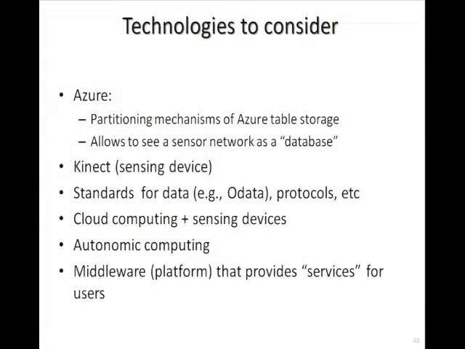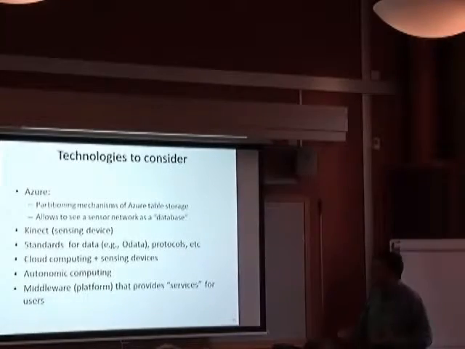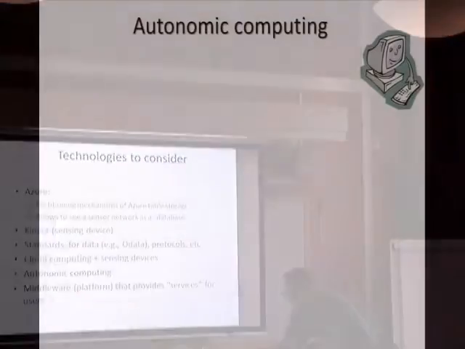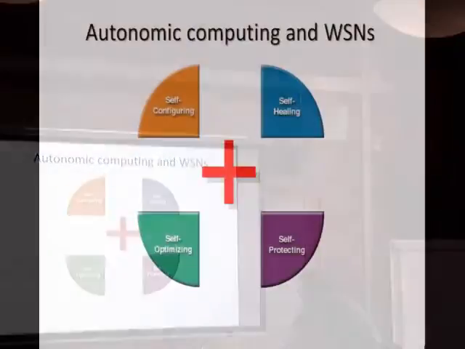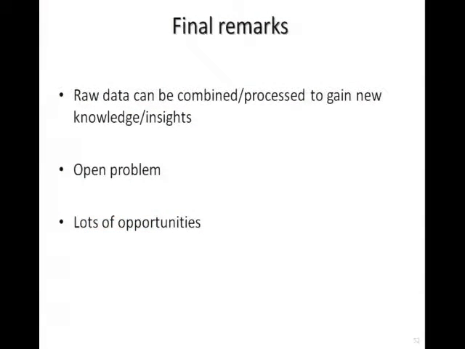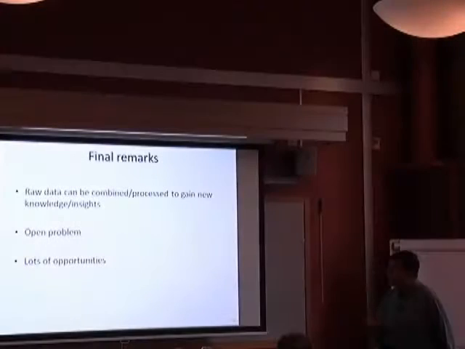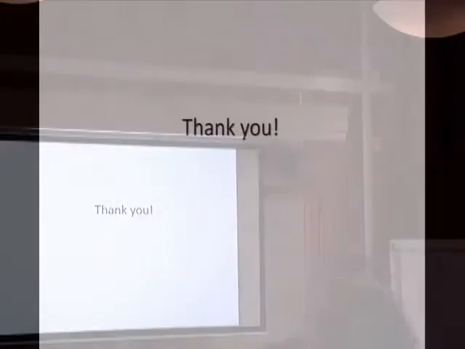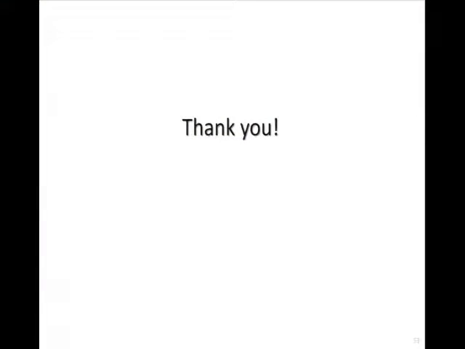And a very powerful tool for performing in-network processing is autonomic computing. And you can also rely on middleware that provides services for users. So I'll just skip this part of the autonomic computing that allows you to perform this part. So the point here is that raw data can be combined and processed to gain new knowledge and insights. This is clear. There are lots of opportunities and open problems in this area that we are far from solving. Okay. So thank you.